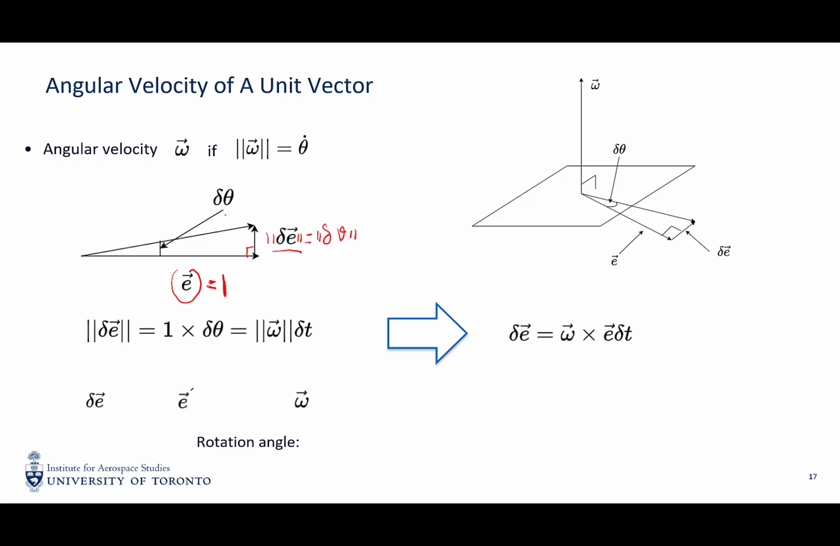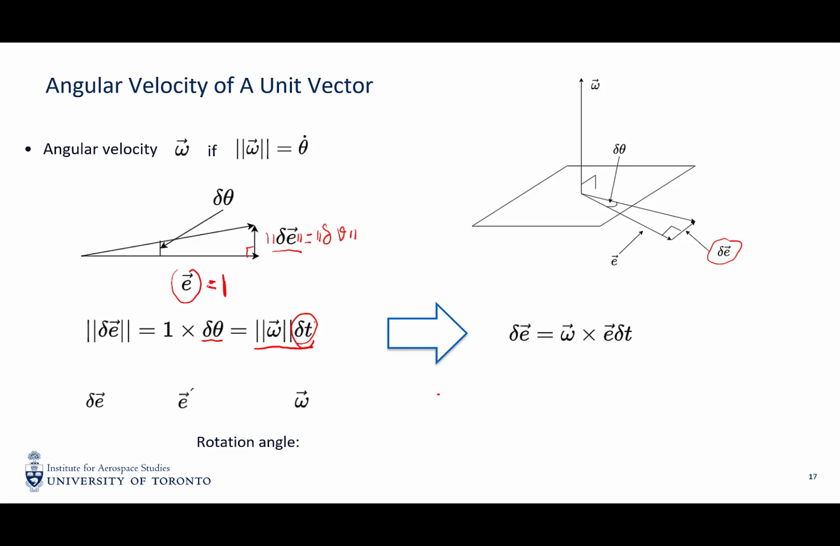So now we get the magnitude of this very small increment by using the rotation angle. So if we also say that this normal vector omega has the magnitude of theta dot, which is the rate of change of the theta, then we can also say the magnitude of the increment is the magnitude of omega times delta t. So that's how we get the magnitude of the angular velocity.